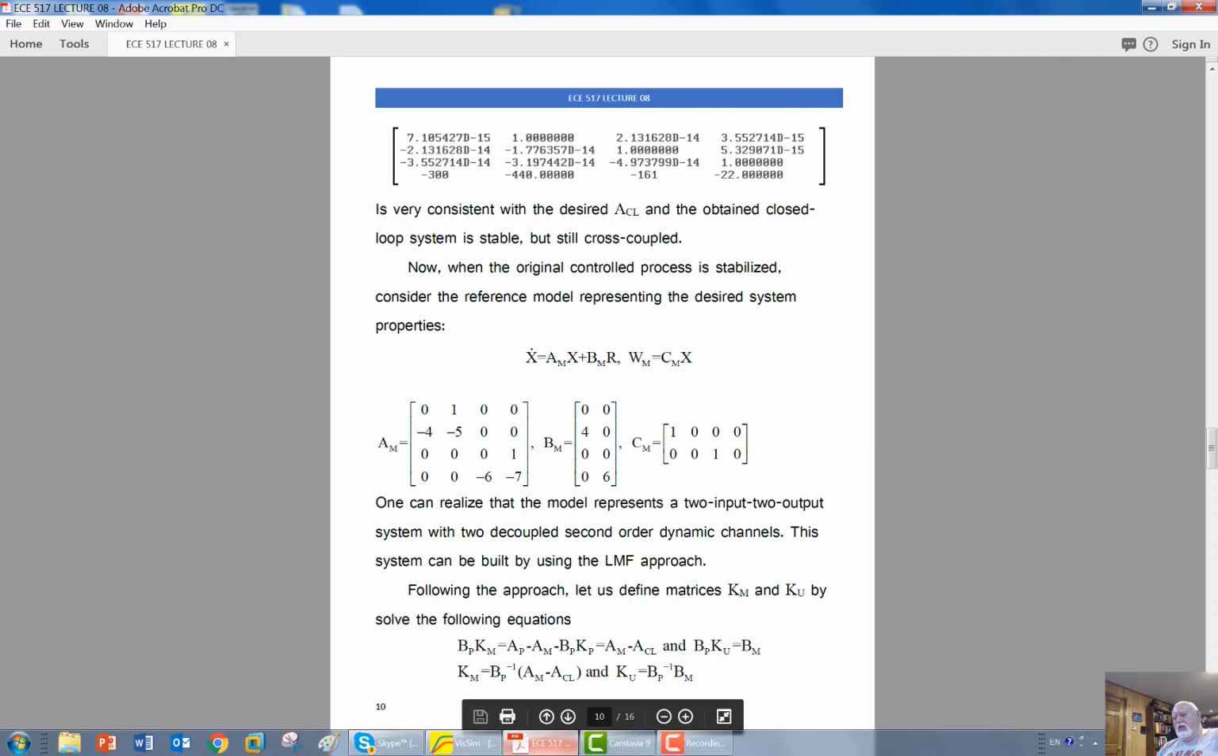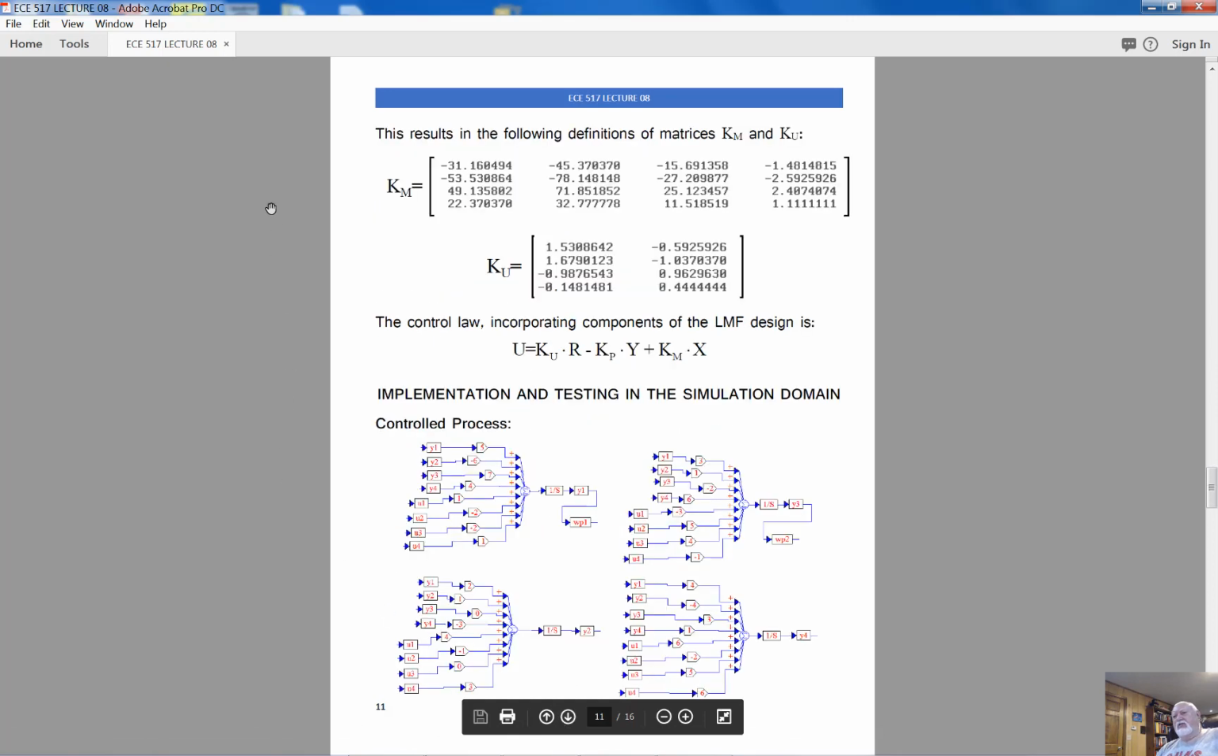Now let me show you Km and Ku defined by numbers. This is matrix Km. I got this result from a computer tool. And this is matrix Ku. I have this result from a computer tool.